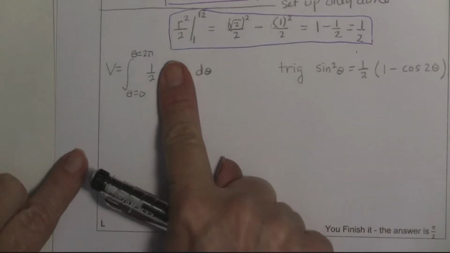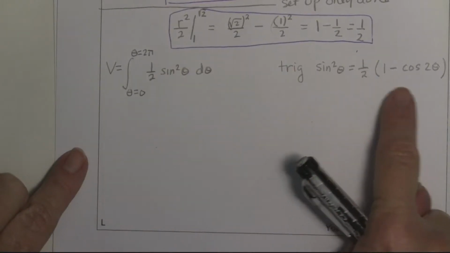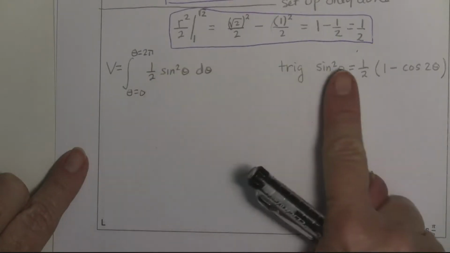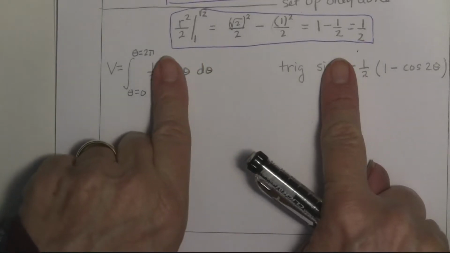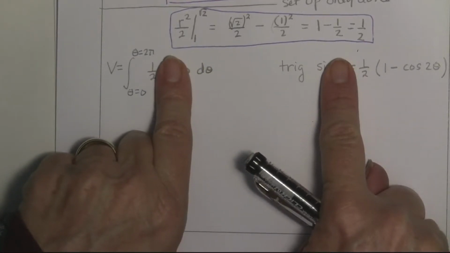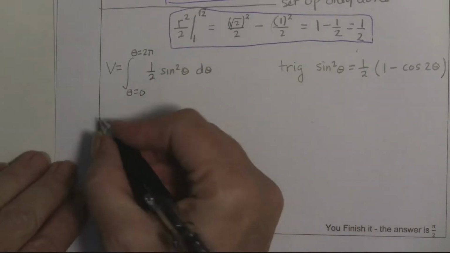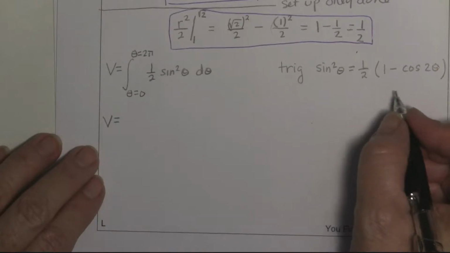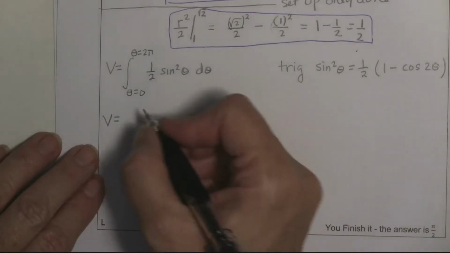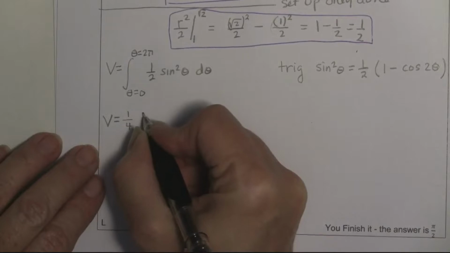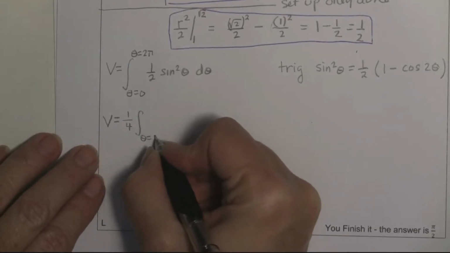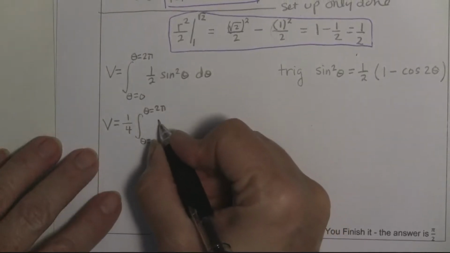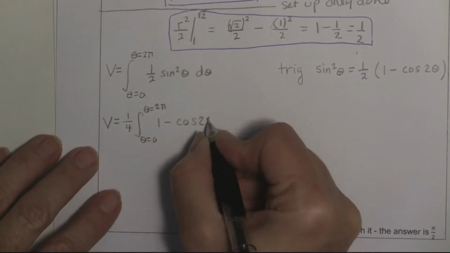Now I'm going to be replacing sine squared theta with this right here, and you guys agree I'm going to have 1/2 times 1/2 when I do that, right? I'm going to be putting that there, and so 1/2 times 1/2 is 1/4 out in the front. So my volume, now I did a trig substitution, not a U substitution, so my bounds are not going to change. So 1/4 integral from theta equals 0 to theta equals 2 pi of 1 minus cosine 2 theta d theta.